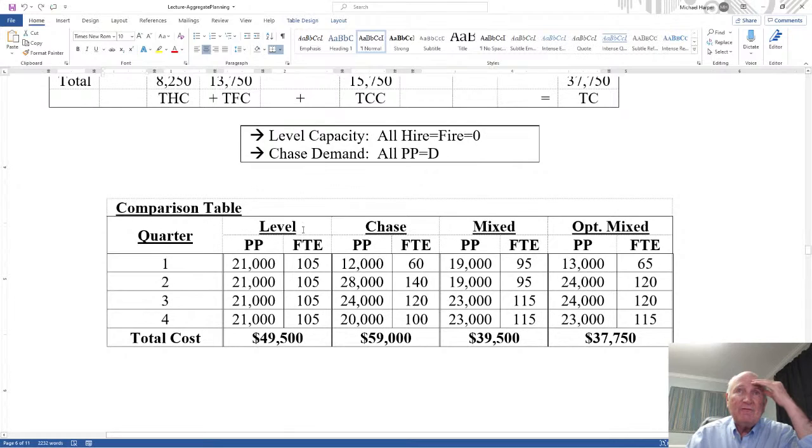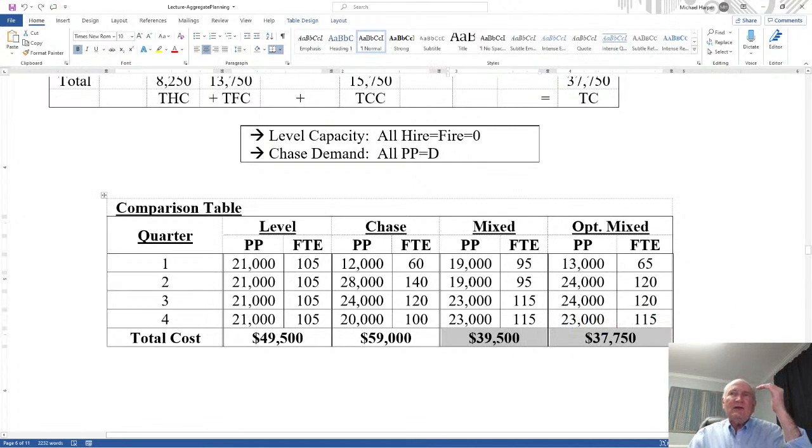But now I have 4 strategies: level, chase, mixed, and a minimum cost optimal mix. So there's my minimum cost. Hey, look, 37,750, 39,500, that's pretty close. That arbitrary plan here was pretty close to the minimum plan. But that right there will minimize the total costs. In other words, if you made that 13 to 12 or 14 or 24 to 23, 25, if you change that just a little bit, that cost is going to go up. Okay.